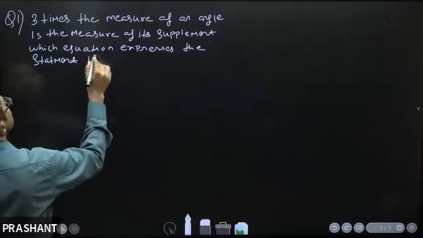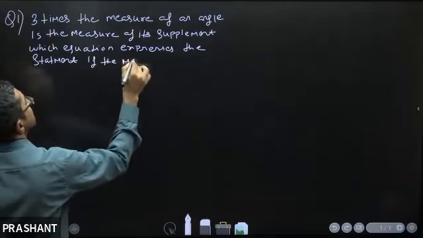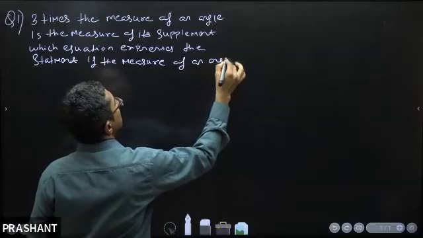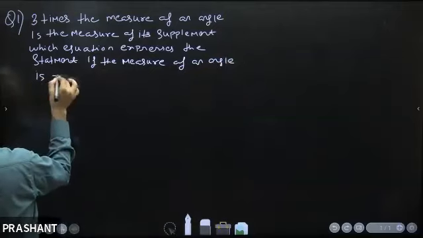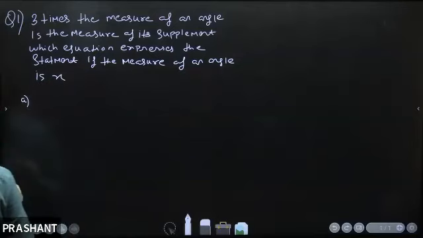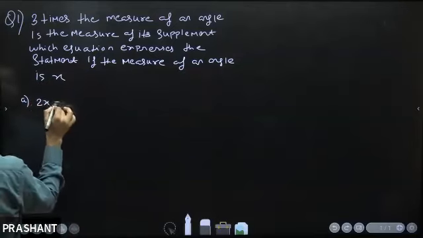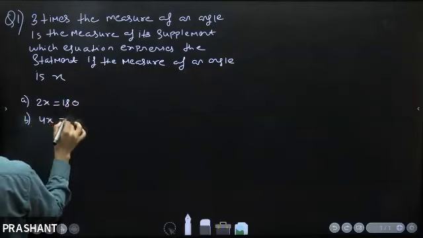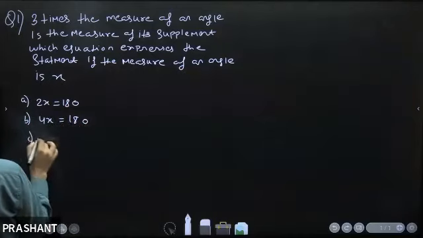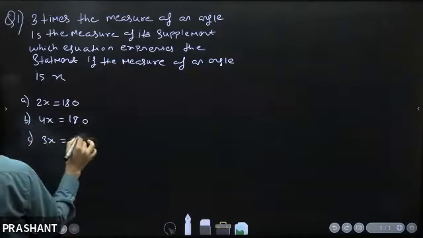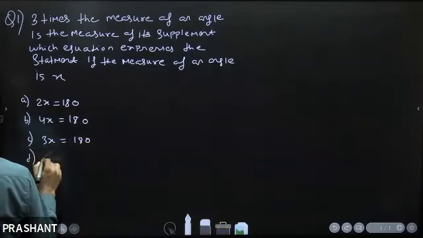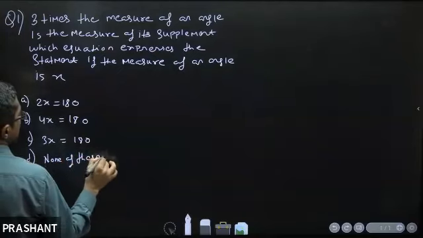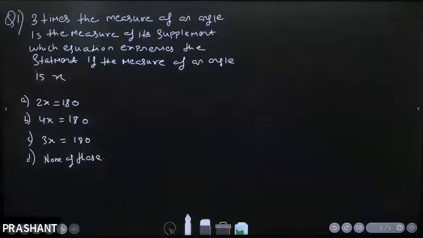If the measure of an angle is x. Option A: 2x equal to 180. Option B: 4x equal to 180. Option C: 3x equal to 180. And option D: none of this. बताओ, इसका आंसर क्या होगा?